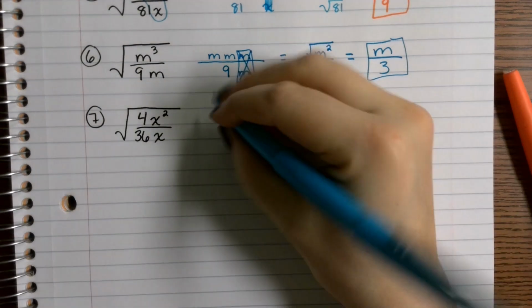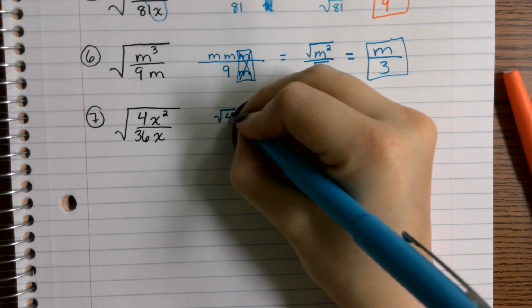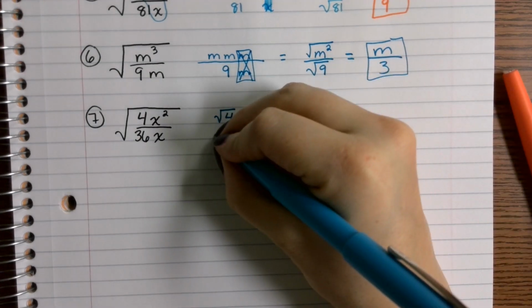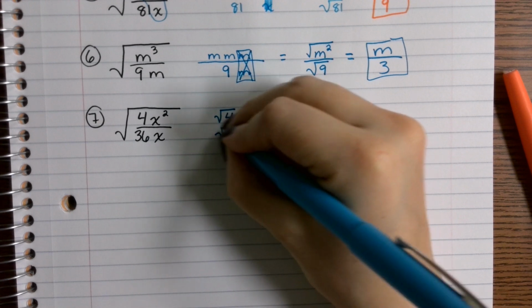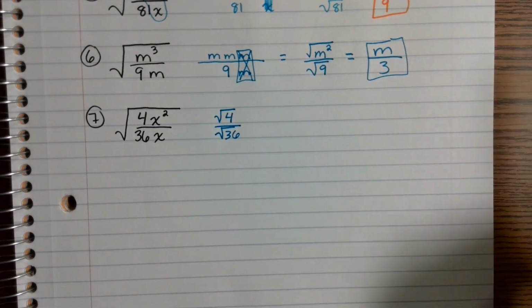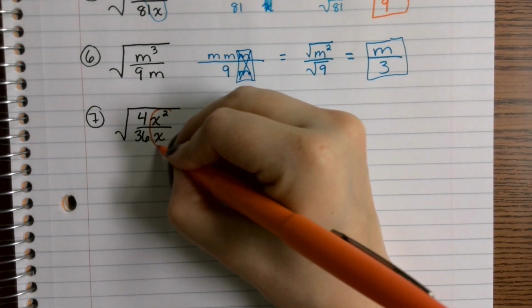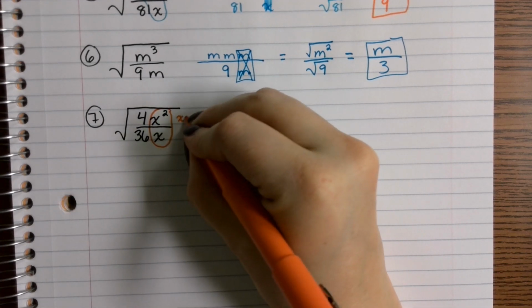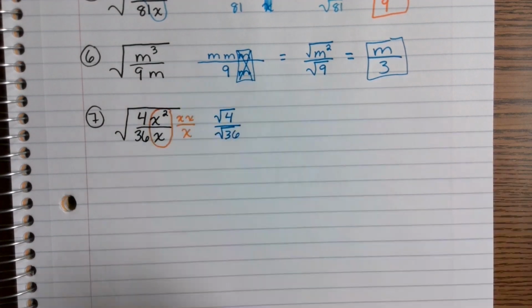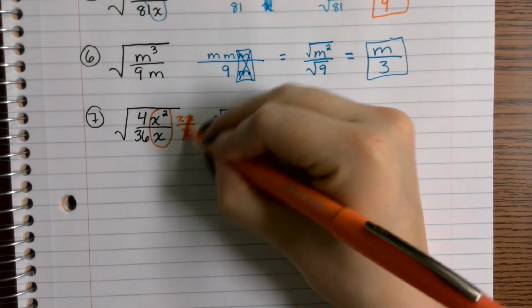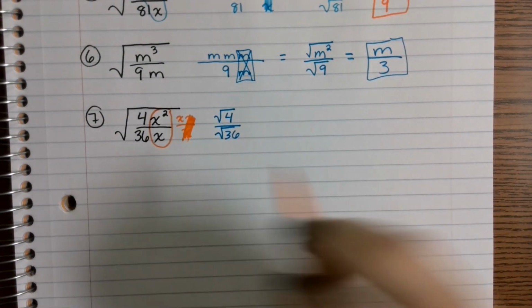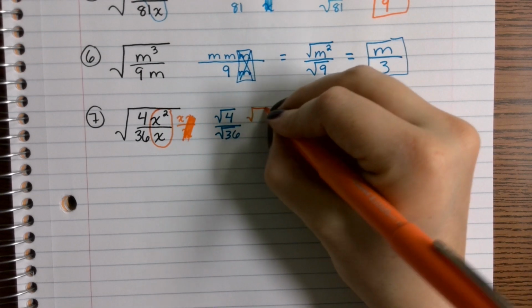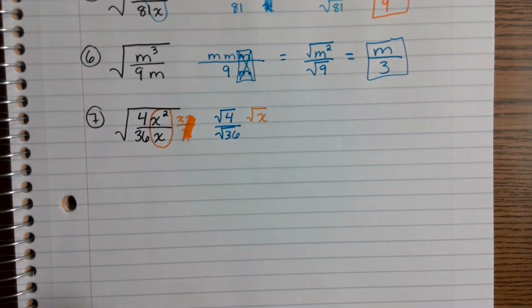So we've got that square root of 4, and we've got that square root of 36. What I need to do is focus on simplifying this. So we know this originally was x times x over x. If I simplify it, what am I left with on the top? Just x. So I now have square root of x on the top. Okay?